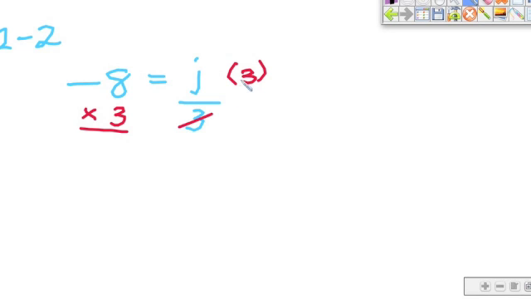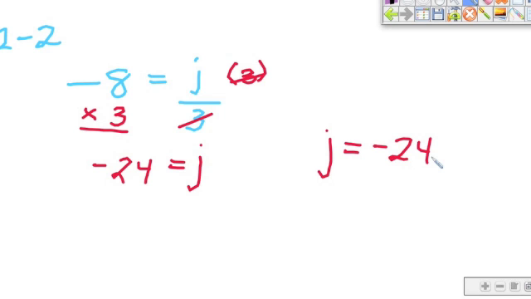So, these 3 cancel, because they can cancel into each other one time. And my j falls down. And now I have 8 times 3 is 24. A negative and a positive equal a negative. And again, for homework, make sure you always put the j or the variable first when you're writing your answer. So j equals -24. Okay, let's try another one like that.